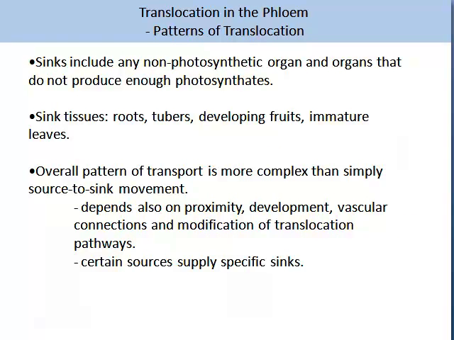Sinks include any non-photosynthetic organ and organs that do not produce enough photosynthates. Sink tissues include roots, tubers, developing fruits, and immature leaves. The overall pattern of transport is more complex than simply source to sink movement. It also depends on the proximity, development, vascular connections, and modification of translocational pathways. Certain sources supply specific sinks.